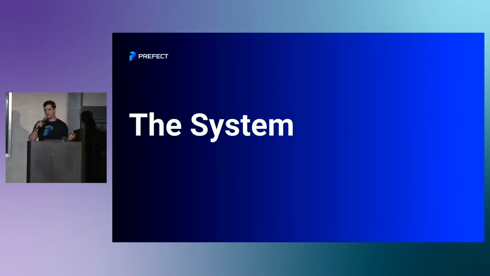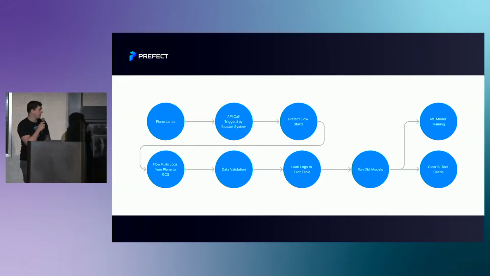Given these constraints, the data engineer and the analytics engineer put their heads together, look at the other data initiatives at BlueJet, brainstorm a couple of distinct solutions, and here's what they come up with. So, like we said, plane lands, API call, flow run starts, we pull our logs, we perform data validation, and then we load our logs into our fact table.